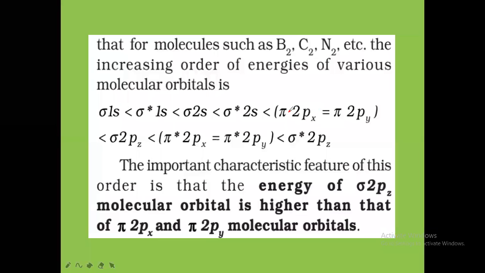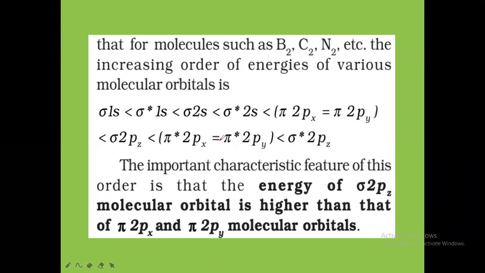Here it is pi without star, so it is pi BMO. These two pi BMO have the same energy. These two pi star ABMO also have the same energy but different directions. They are degenerate orbitals.